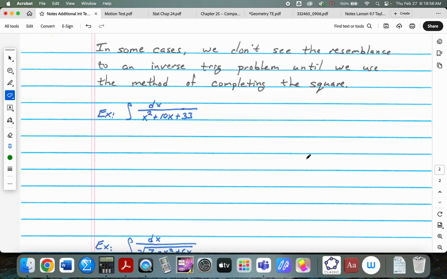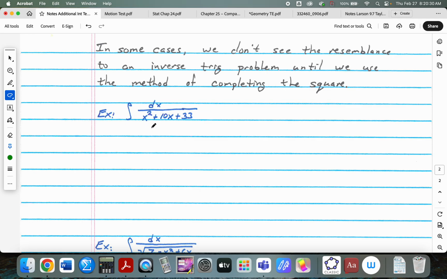Then this is another thing that the nice folks at the College Board added, I don't know, several years ago. And I'm like, somebody got a bee in their bonnet about, we need to do more algebra. I'm like, okay, great. In some cases, you can't see that it's an inverse trig problem until you've completed the square. You're like, oh, I haven't done completing the square since Algebra 2. So I'll remind you how to do it.